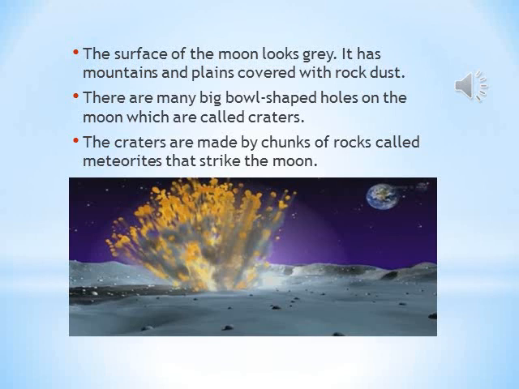Then we also learned that there are many big bowl-shaped holes on the moon, and what do we call them? Yes, you're right, we call them craters. And how are these craters formed? Well, these craters are made by chunks of rocks, and these rocks are really huge. And what do we call them? We call them meteorites. So these craters are made by meteorites. I hope we are clear up till here. Well, time to move on to part 3 of lesson 1 video. Don't forget to watch that.